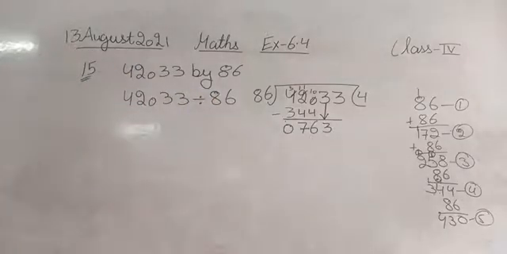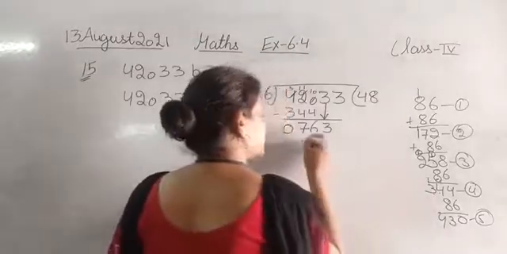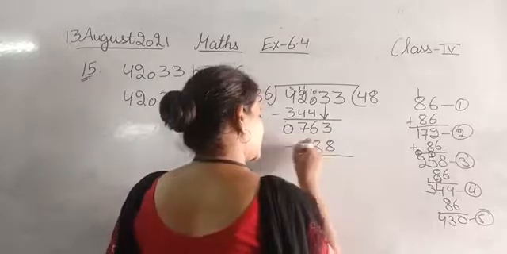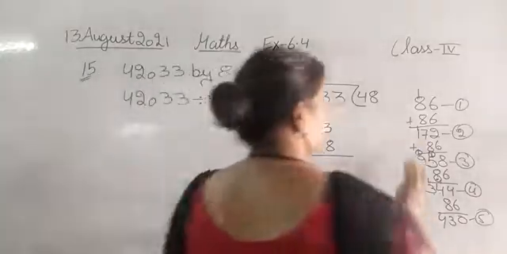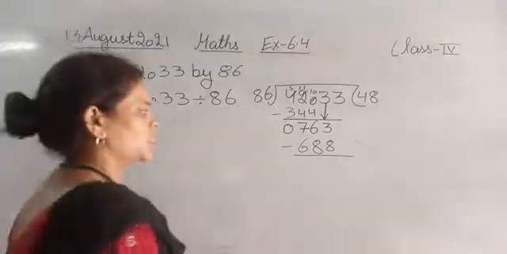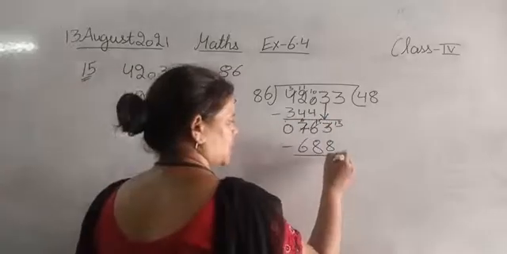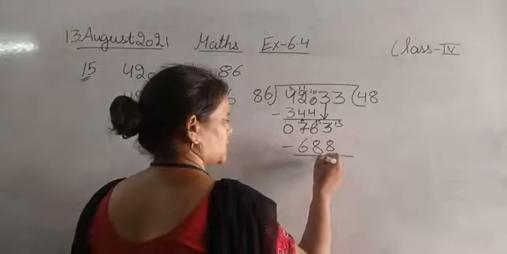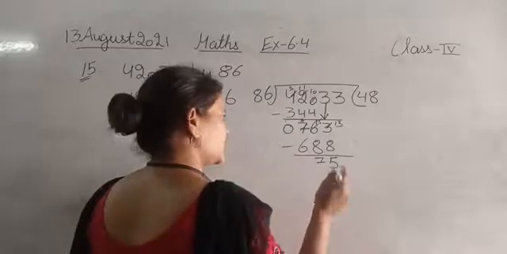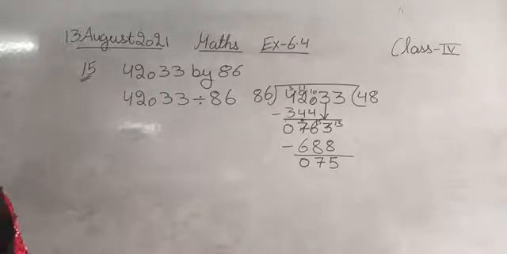Now the number became 763. So in the table of 86, we need a number less than 763. That is 86 eights are 688. So let's subtract it. 763 minus 688, that is 75.